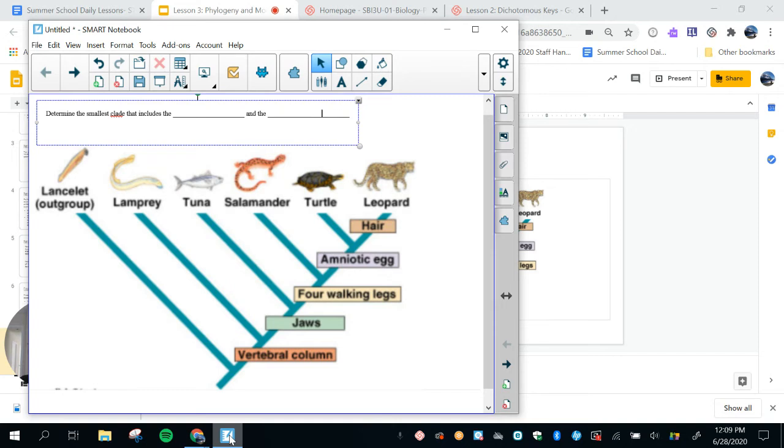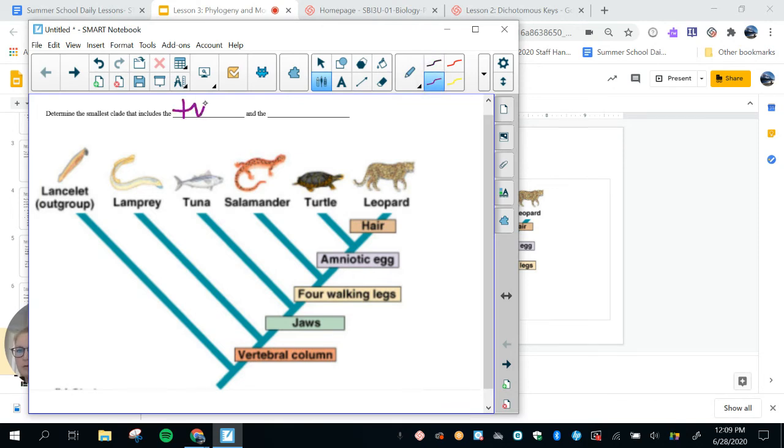So let's say that I wanted the smallest clade that includes, I'm going to just choose two of these organisms, the tuna and the turtle. Okay, just a really quick reminder, a clade is a common ancestor, most recent common ancestor, excuse me, as well as all of its descendants. So what I'm talking about comparing is the tuna and the turtle.